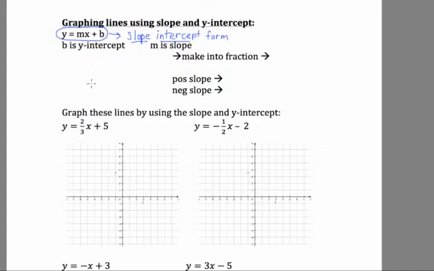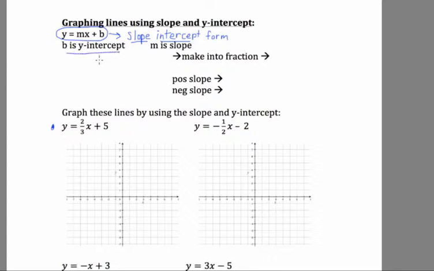So that's what we do. Let's look at our first line. y equals 2/3 x plus 5. What do we know about this line? It's going to have a y-intercept of 5. It has a positive slope, so it will go uphill from left to right. And it's less than 1, so it'll be flatter than a 45-degree angle. So let's graph it.